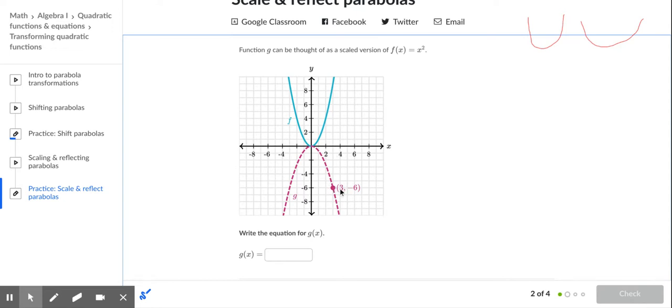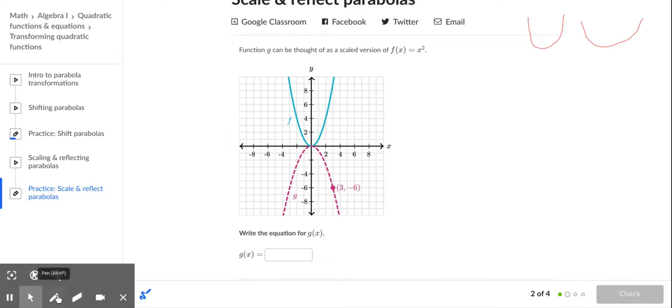See, this 3, -6 doesn't match this one. This is 3, 8. It's different. So it is, in fact, scaled. So we have to figure out how much it's scaled by. And we have to make it negative because it's reflected across the x-axis. So we have to do both.